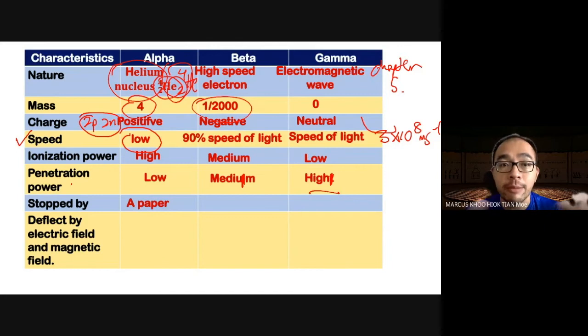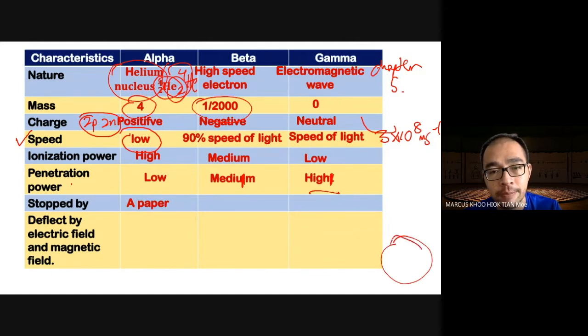Okay, dia tidak boleh tembus itu kertas lah. But the beta and gamma dia masih akan tetap tembus. Okay, so let's say for example this is the paper and this is your radioactive substance in here. Let's say bila dia decay then you got alpha, but the beta will be able to penetrate the paper and the gamma will also be able to penetrate the paper. The alpha will be stopped by the paper.